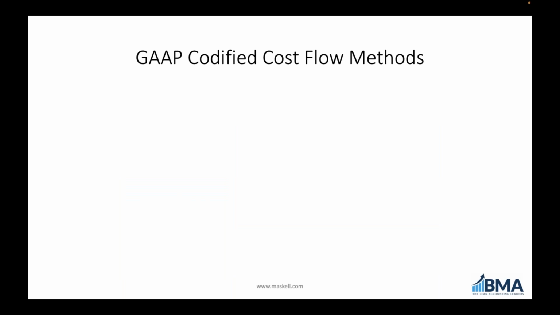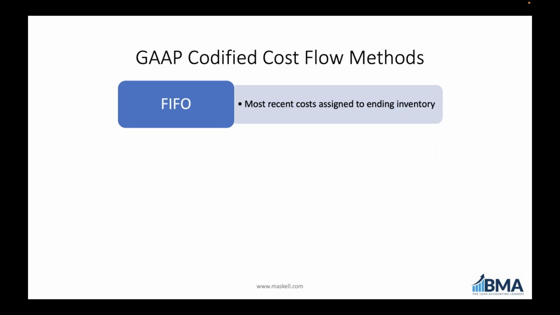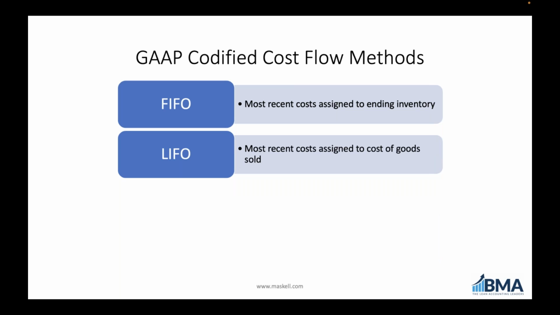So what are the cost flow methods? There are 4 of them in GAAP. I think in IFRS there are 3. First is FIFO, which stands for first in, first out. What that means is that the most recent costs are in ending inventory, and the older costs are in cost of goods sold. LIFO, which stands for last in, first out, is just the opposite. The most recent costs are assigned to cost of goods sold.